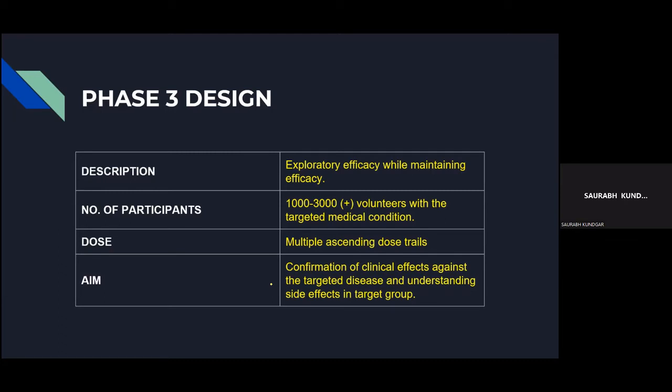So the aim of this particular phase 3 would be the confirmation of clinical effects against the targeted disease, and also to understand how this drug performs in terms of efficacy in larger target populations. Because this is the last opportunity for the study trial investigators and the sponsor to test their medication, because after phase 3 we are going to submit all the clinical data to the regulatory authority, and post which they will analyze the data and provide marketing approval. So this is one of the biggest phases of a clinical trial.